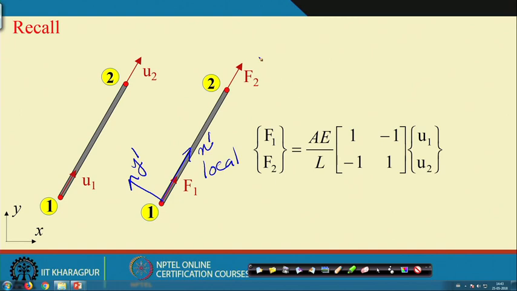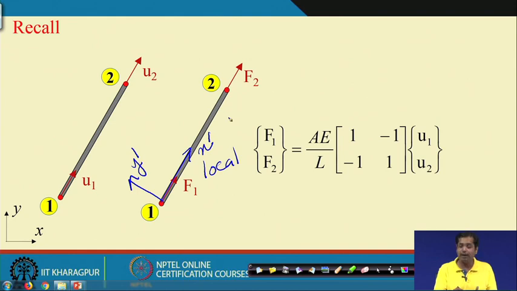So F1 and F2, these 2 forces, are with respect to the local coordinate system. Now, if we have the 2 forces F1 and F2 defined with respect to the local coordinate system and the associated displacements U1 and U2, again in the local coordinate system, then if you recall, we discussed in the second week that F1, F2 and U1, U2 are related with this stiffness matrix K, and this is the local stiffness matrix.